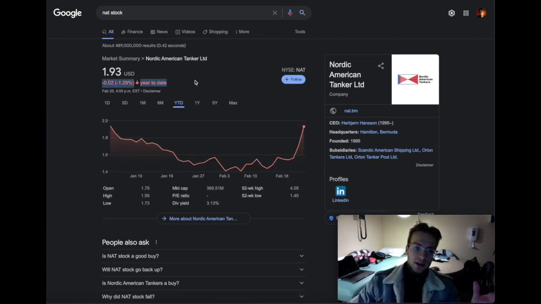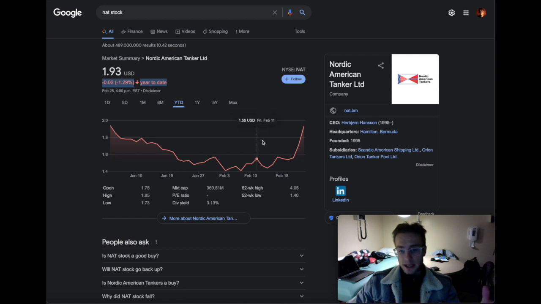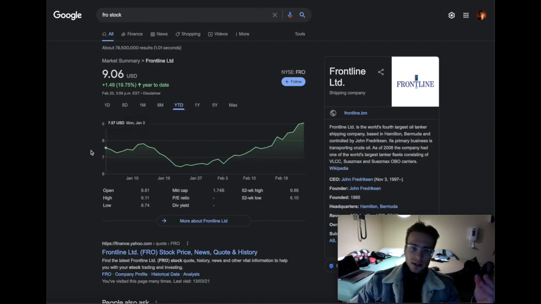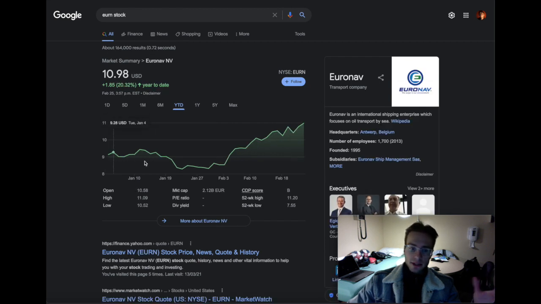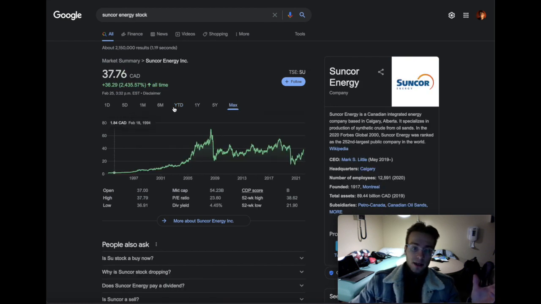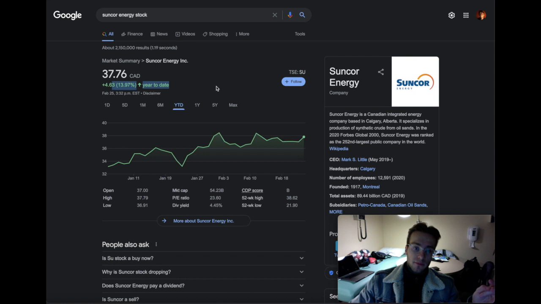Year to date, NAT is down only 1% despite this big rise here. However, when you look at other stocks, Frontline, another tanker company, is up 20% year to date. Euronav, the darling of oil tankers, is up by 20% year to date. DHT, another tanker, I believe this one also carries clean sources like clean natural gas or something like that. It's up by 10% year to date. You look at a pretty big company, it's up by 14% year to date.